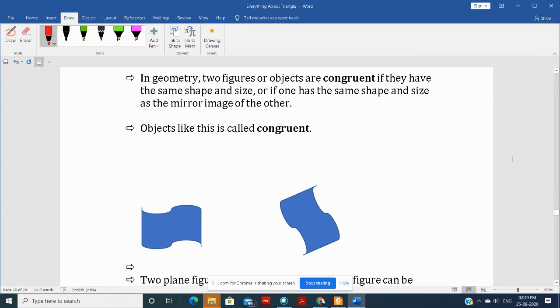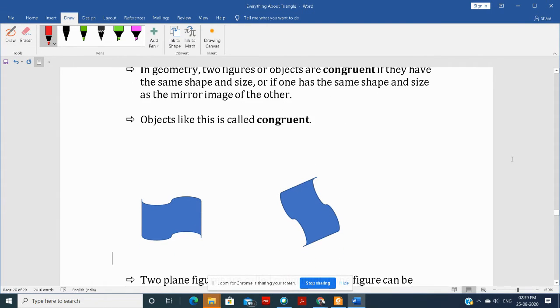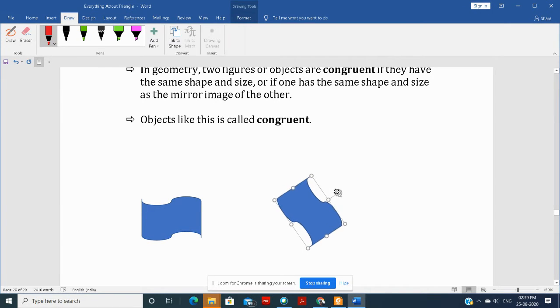Now look at these two shapes. When you look at them first, they don't seem to be the same. But if I rotate this like this, and now if I try to place them over each other, look at them. They are being placed over each other exactly. So, they are said to be congruent.